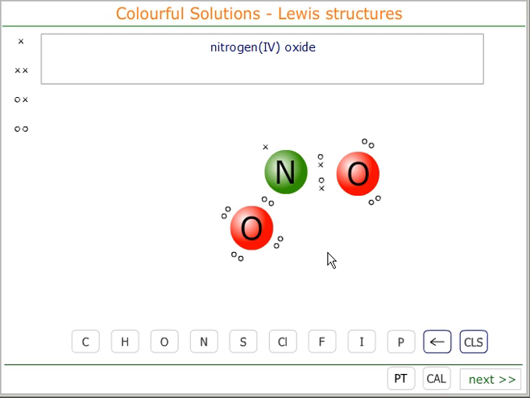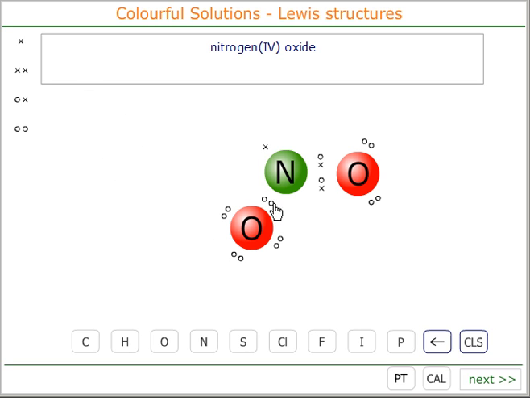And this is the best arrangement we can have, where the odd number lies on the central nitrogen, and it has 2, 4, 6, 7 electrons. It is said to be an electron deficient molecule, electron deficient species. 1, 2, 3, 4, 5, 6, 7 electrons.